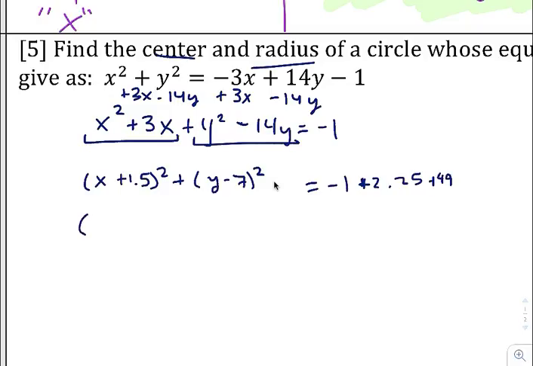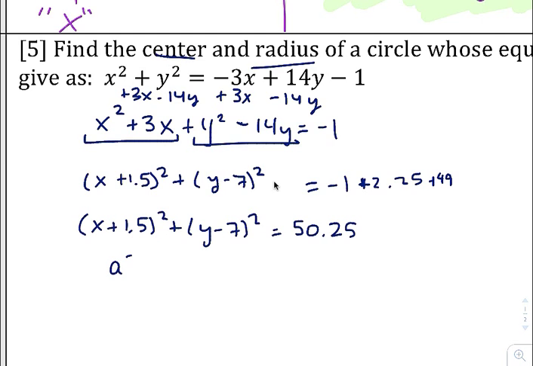So do a little cleanup here. We have x plus 1.5 squared plus y minus 7 squared. 49 plus minus 1 is 48. Plus 2.25 would be 50.25, so we have 50.25. Now, do recall this is just a Pythagorean theorem, a squared plus b squared equals c squared. So this is actually a squared term. That's our radius squared.